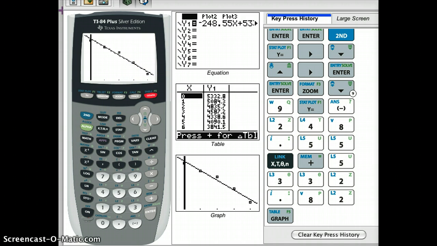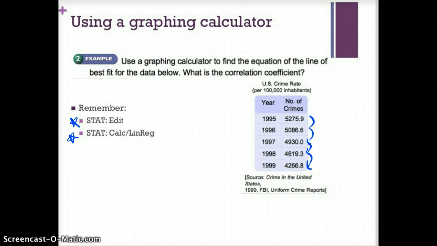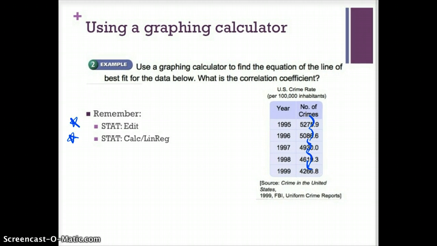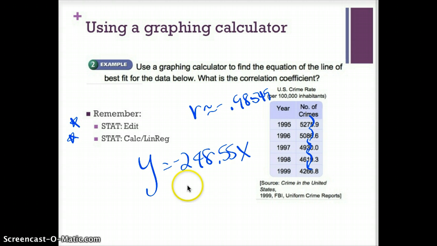Okay, let's go back and see what this means in terms of the problem. Okay, so it says the correlation coefficient. That was my R value. So R happened to be about negative 0.98549, and my equation was y equals negative 248.55x plus 5,332.82. Okay. And so that looks pretty good.